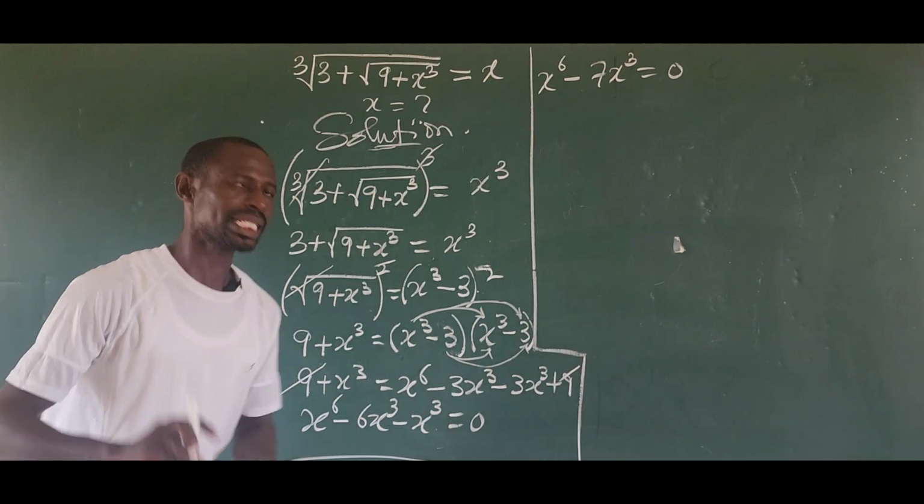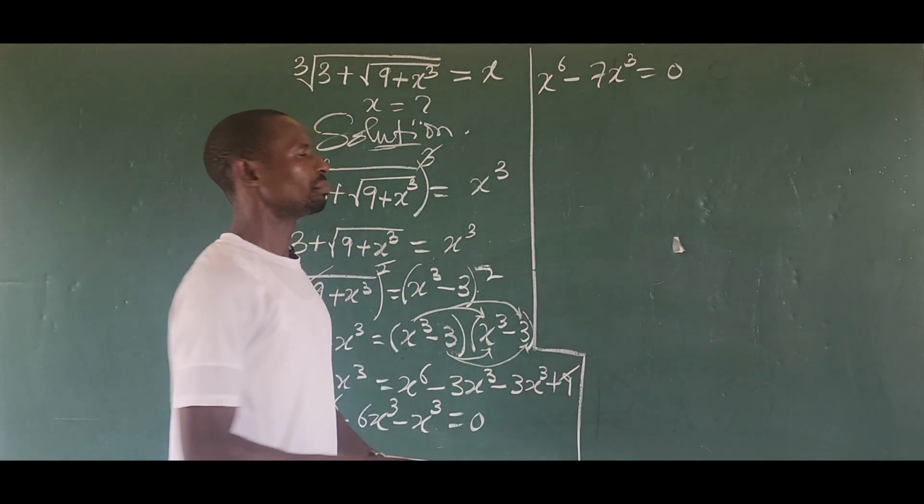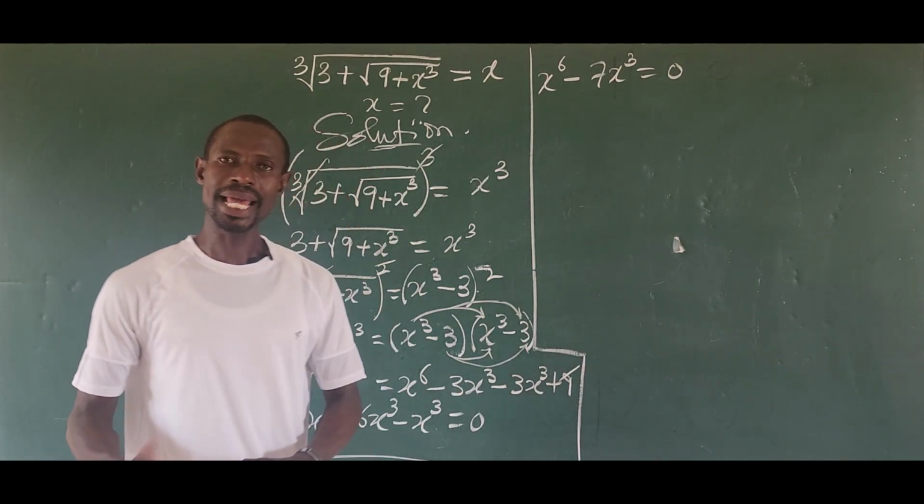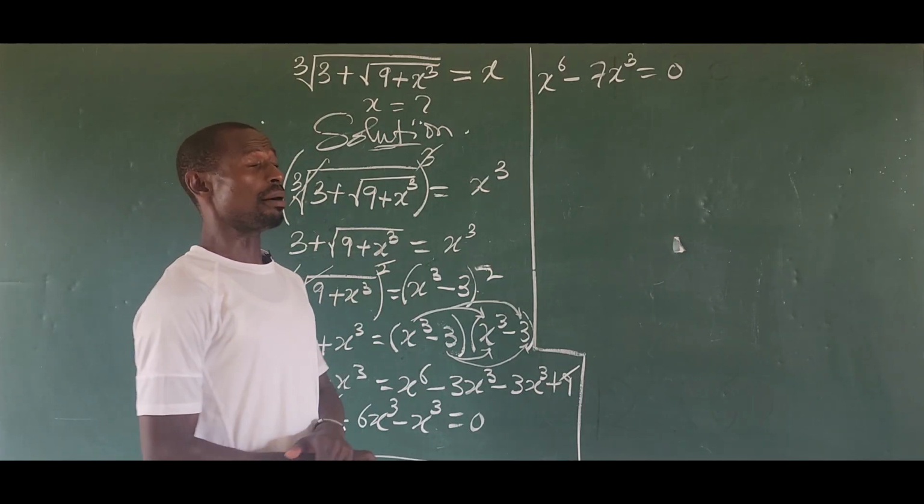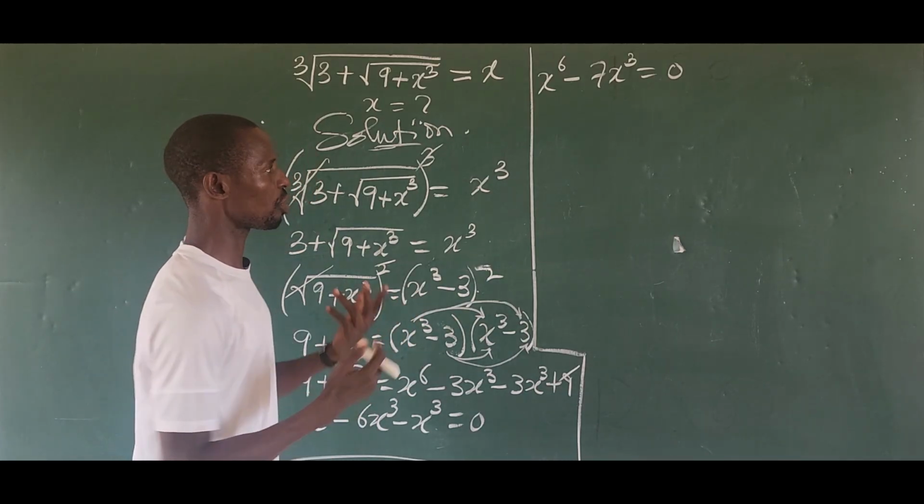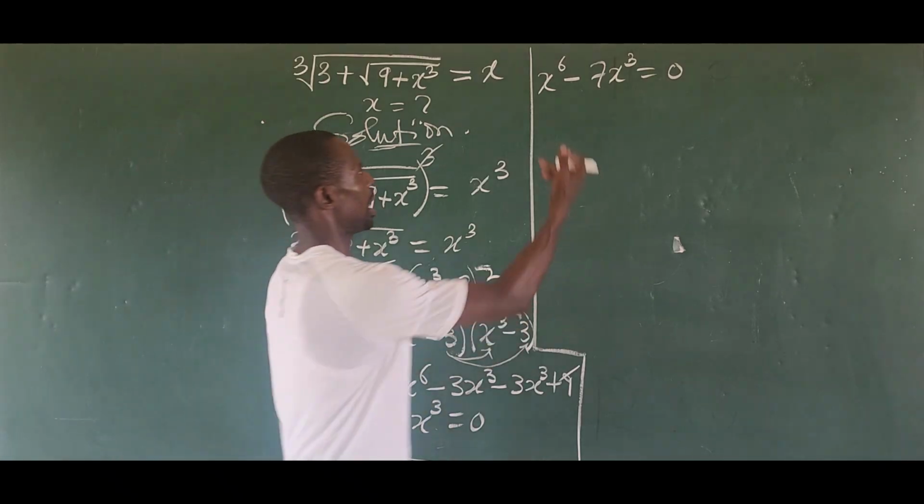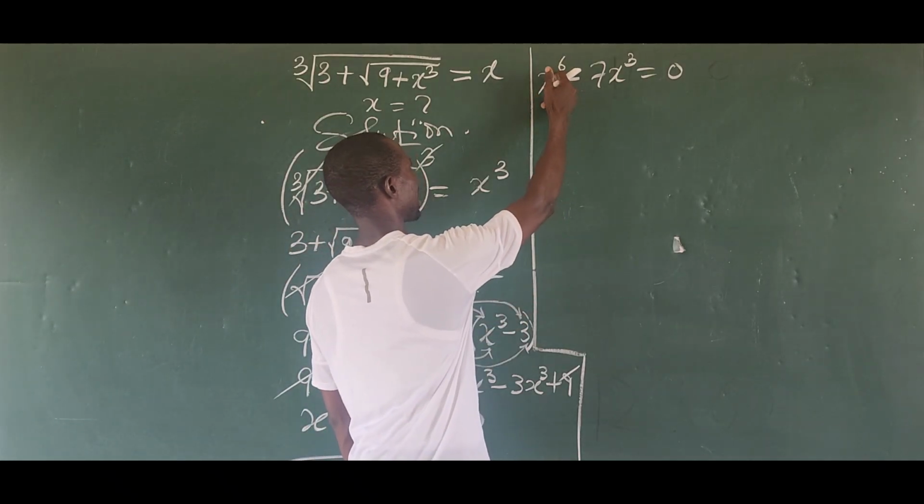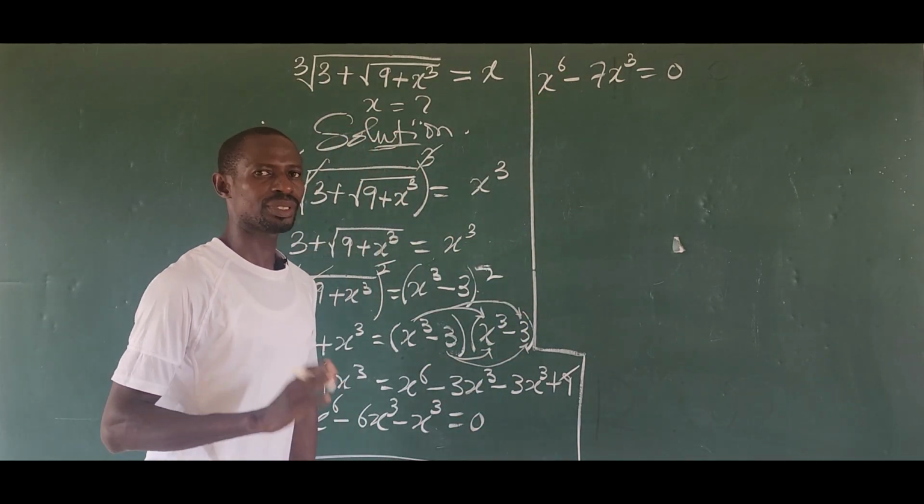This is a 6-degree polynomial equation, right? Ideally we have to solve for 6 roots. Now there's a pattern we can apply here to solve for the 6 roots. How? I can rewrite this 6 as 2 times 3.